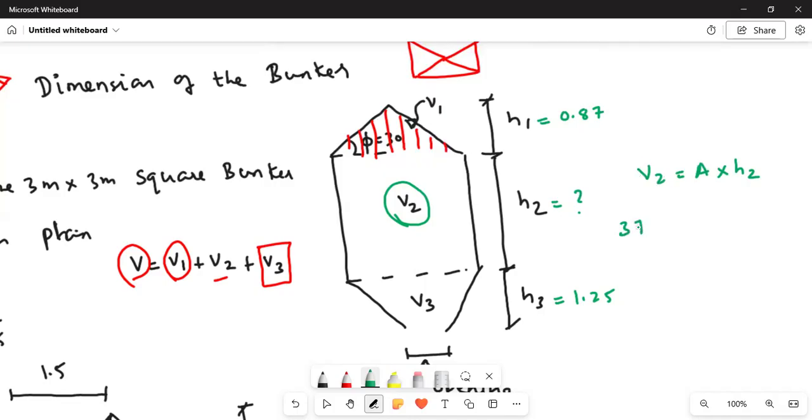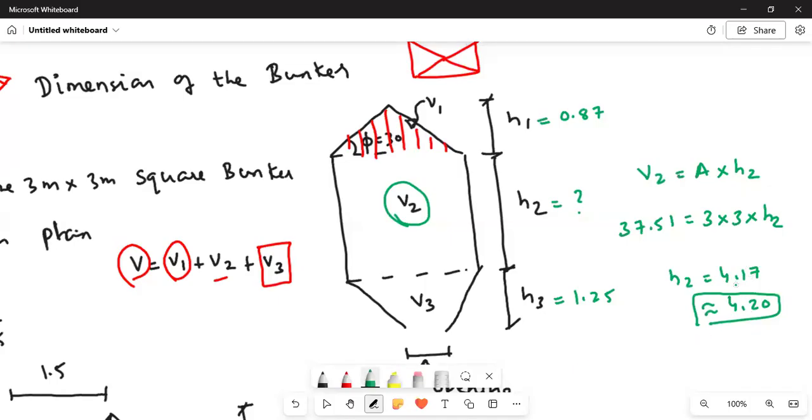Okay. So V2, you have calculated V2. It is 37.51 equal to 3 into 3, area of the bunker, into H2. We have to fix the height. We know H1, we know H3, but we don't know H2. Now we need to fix the height of the bunker. So H2 here you're getting 4.17 and that can be equivalent to 4.20. So this is the value of H2 that you're getting, 4.20.